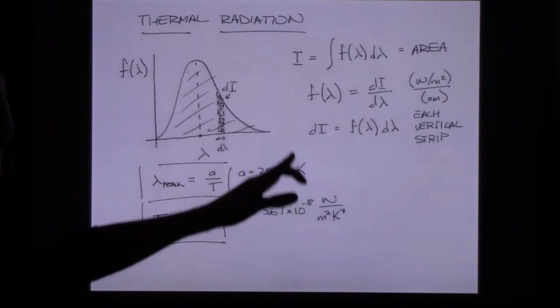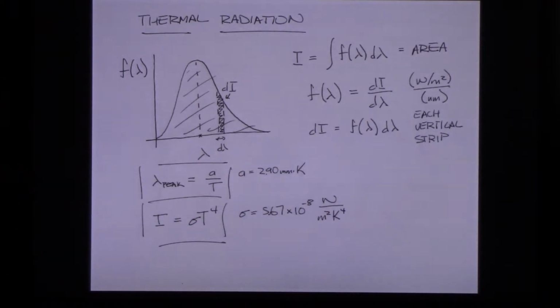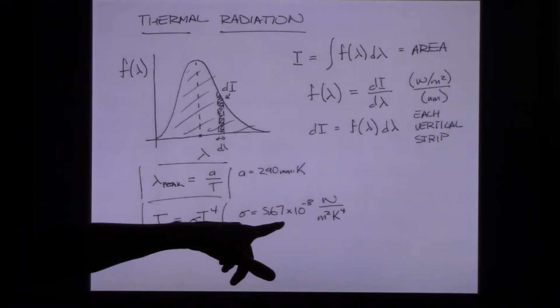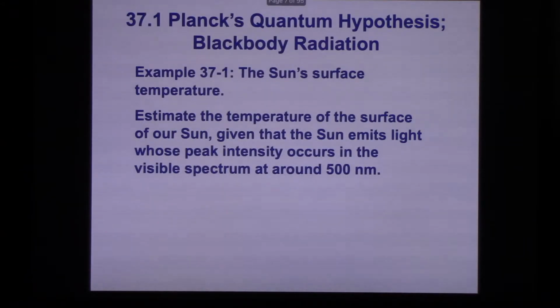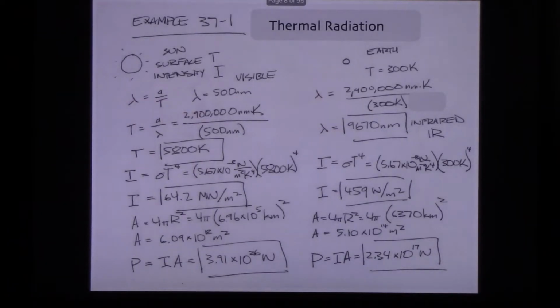The units in these constants are there to make sure the units match up. And this is our 5, 6, 7, 8 constant. So that one's easy to remember, right? 5, 6, 7, 8. Let's look at the surface of the sun and estimate what its temperature is.